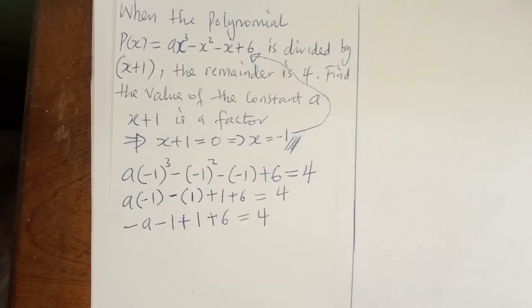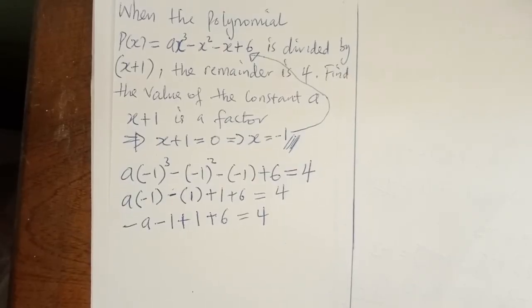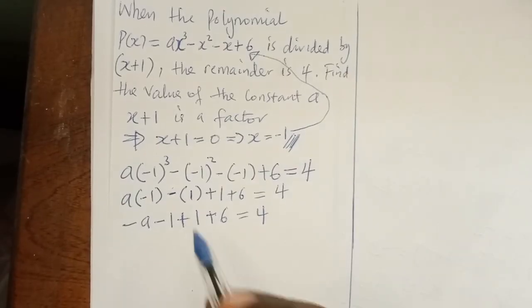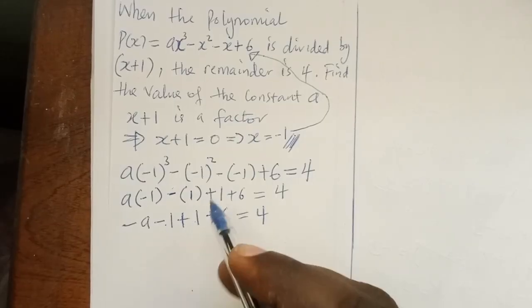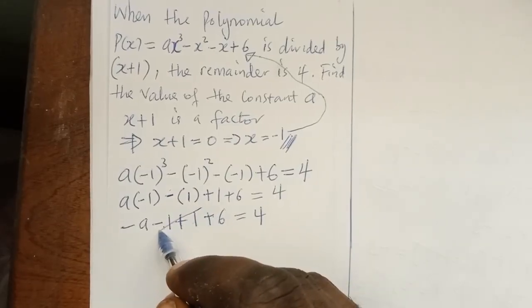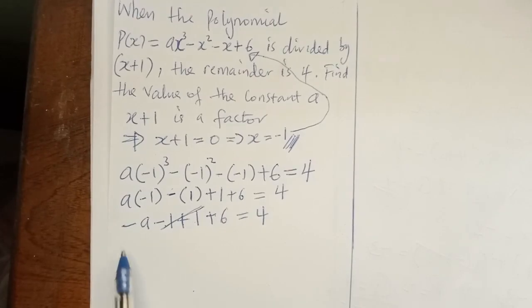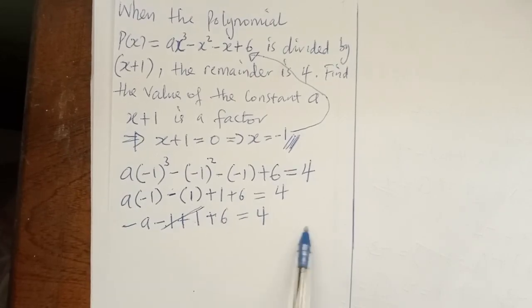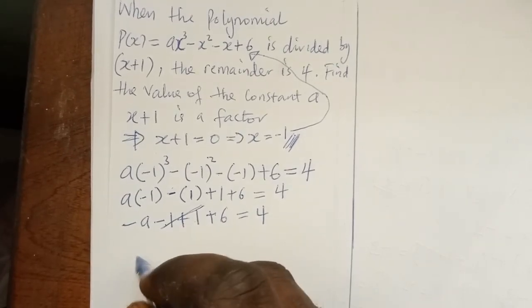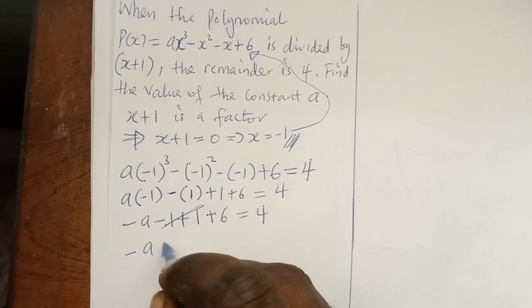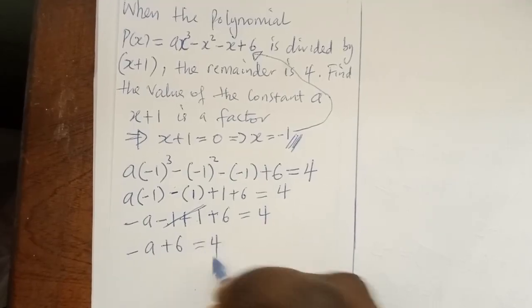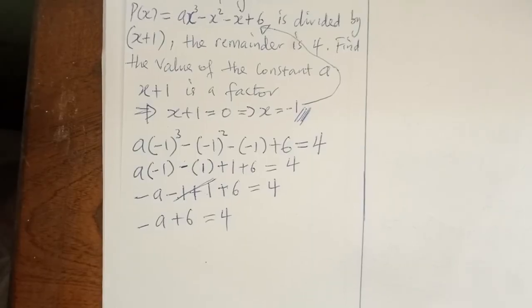But we know here that of course this minus 1 and plus 1 will take off. It means it's going to cancel away. And we are going to be left only with minus a plus 6 is equal to 4. So minus a plus 6 is equal to 4. This is what we are left with.